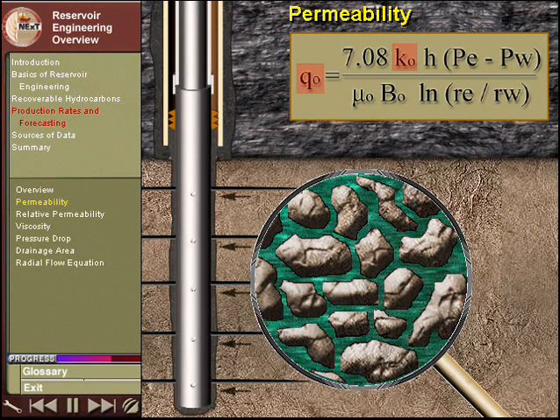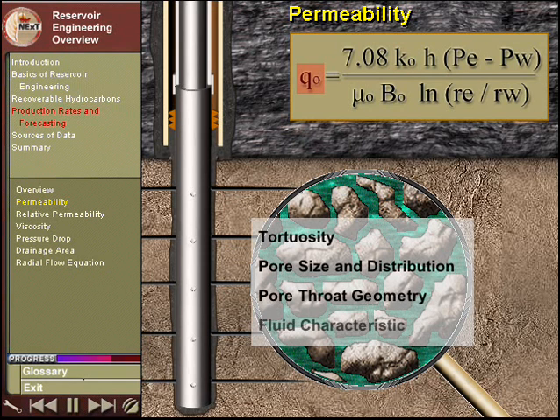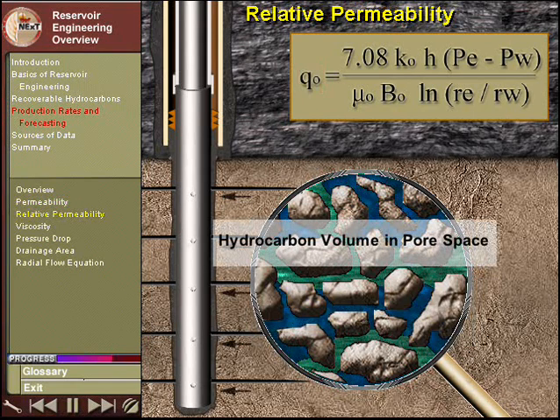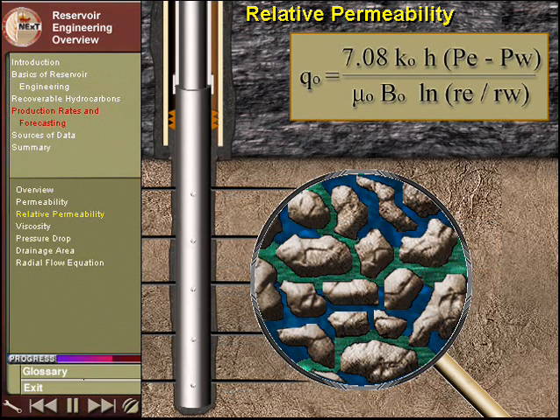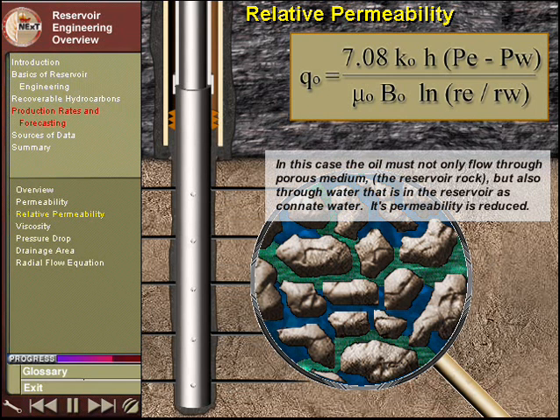Flow rate is directly proportional to permeability. It is a property of the reservoir rock and is a function of such things as tortuosity, pore size and distribution, pore throat geometry, and the fluids present. Relative permeability is a parameter used to characterize the ability of a fluid to flow in the presence of other fluids. The presence of water in the formation can actually reduce the ability of hydrocarbon to flow in the rock.